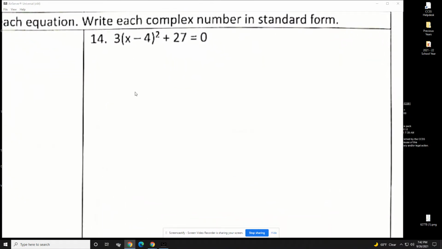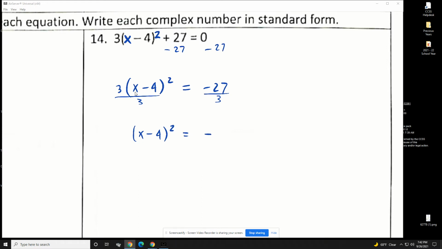14, we're solving a quadratic equation by taking the square root. If you notice, you have this squared here with this x, so I know it's quadratic, but there's no other x. So we can do this much like we've been doing recently, and we can isolate that x and we can solve. So here's how we start. We subtract 27. So 3 times x minus 4 squared will equal negative 27. Then we can divide by 3. So x minus 4 squared equals negative 9.